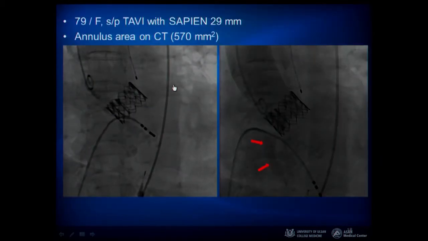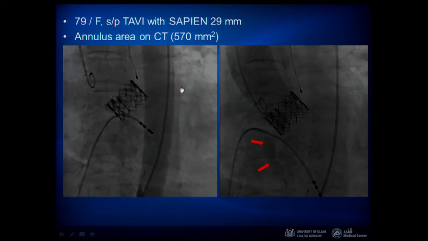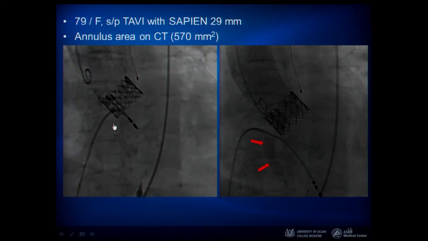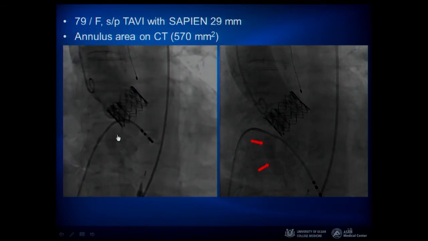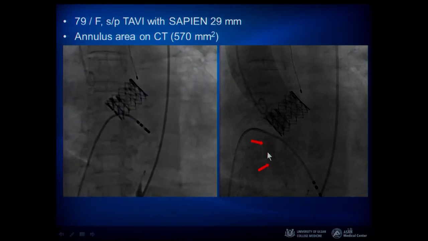This patient who underwent TAVI using a Sapien valve 29 millimeters in diameter showed concealed contrast leakage in the right inferior aspect of the aortic root. Where is the location of the contrast leakage?